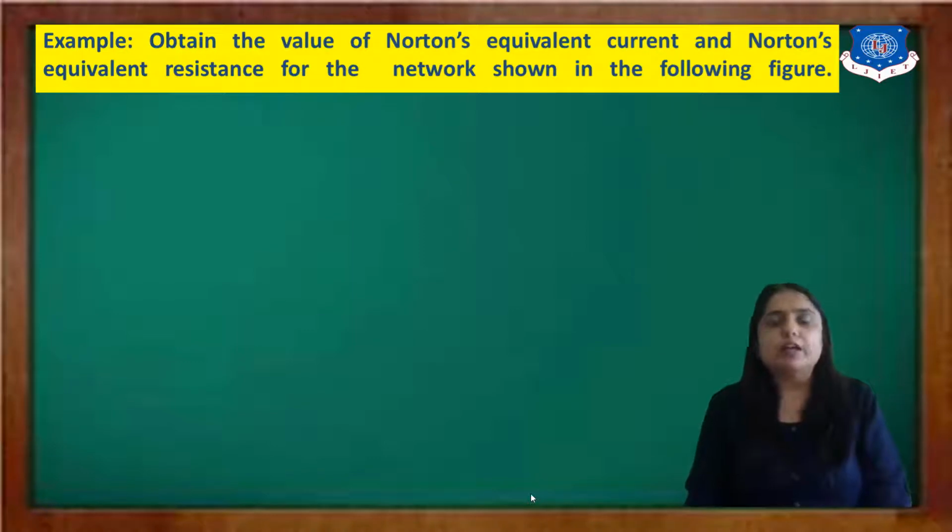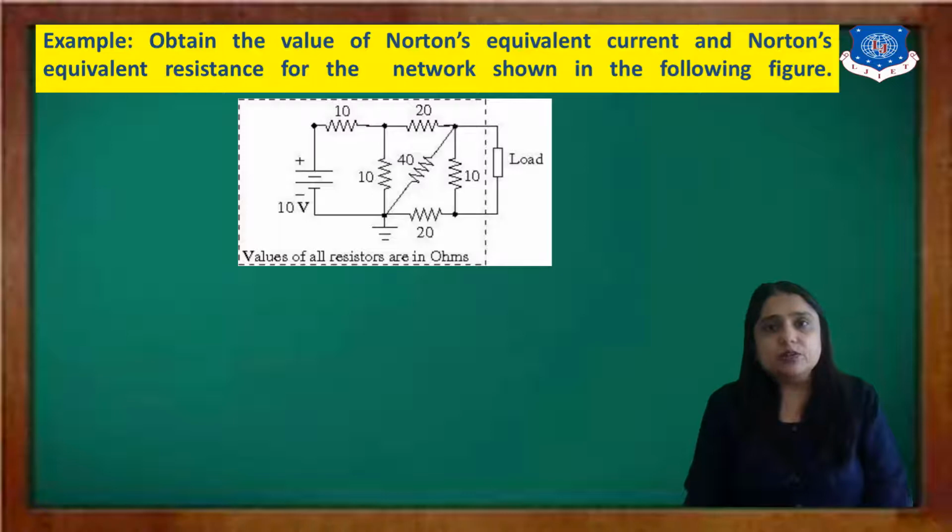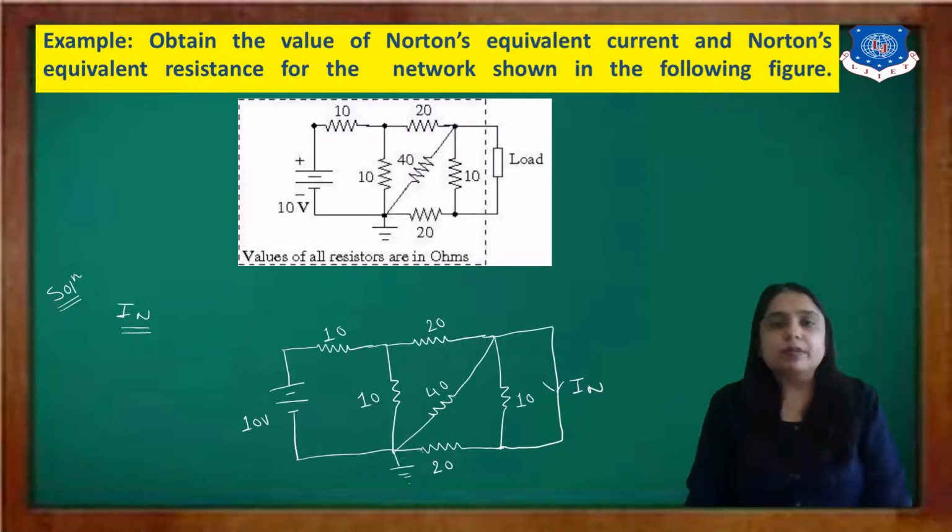Here we have to obtain the value of Norton's equivalent current and Norton's equivalent resistance for the network given in the figure. See, this diagram is given to us. Now one by one we will follow our procedure and find the Norton equivalent current as well as the Norton equivalent resistance. The first step is to remove RL, and in place of that we do the short circuit. So our diagram for IN will become like this.